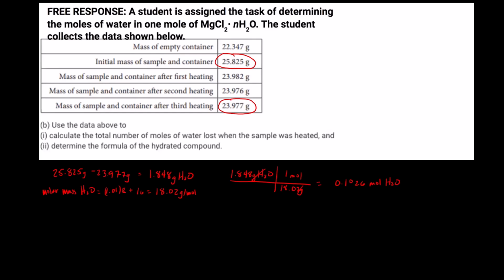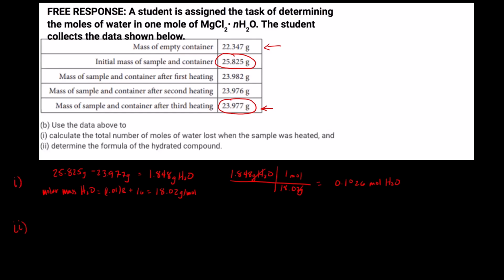So basically what we're going to do is take the final sample here, because that should not have any water in it. So we're going to take this sample here, and we're going to subtract the container because we don't want the mass of the container in there. So this was part I, this is going to be part II.